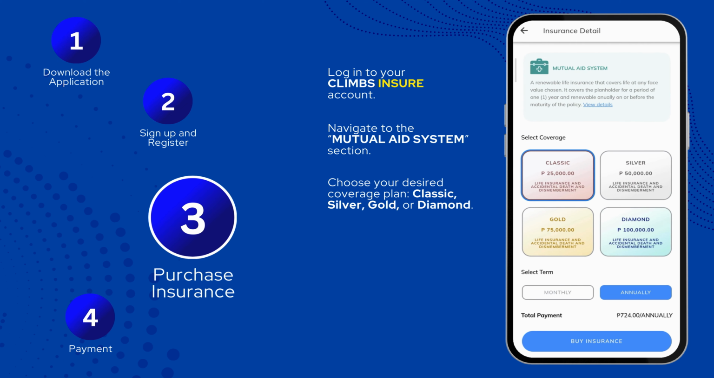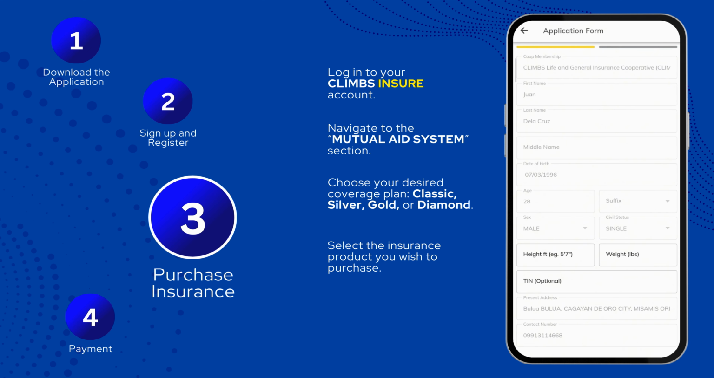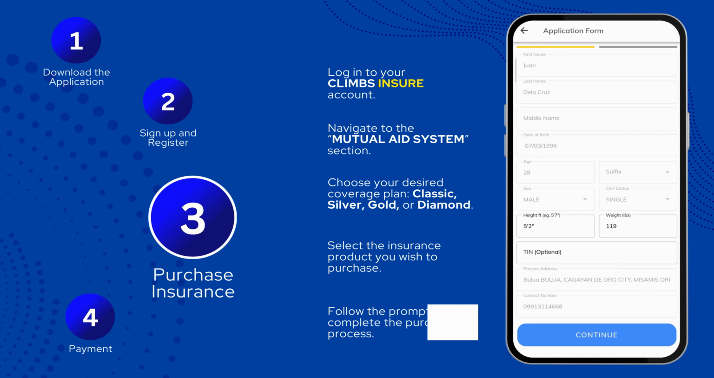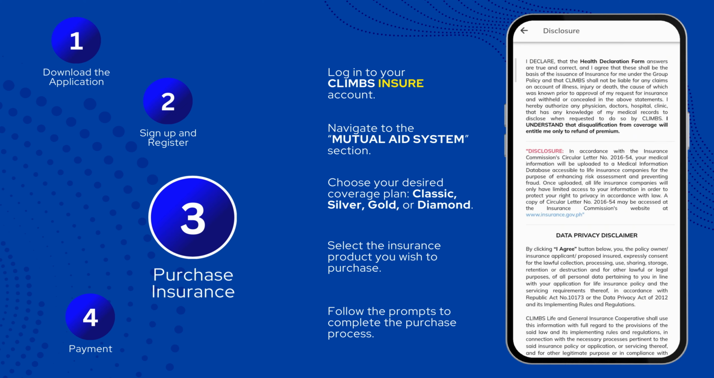Third, choose your desired coverage plan: Classic, Silver, Gold, or Diamond. Fourth, select the insurance product you wish to purchase. And lastly, follow the prompts to complete the purchase process.